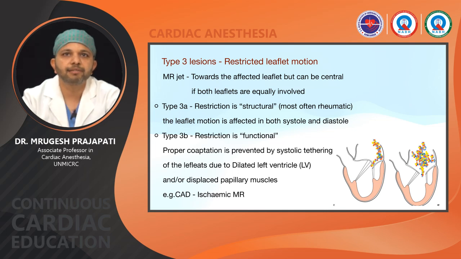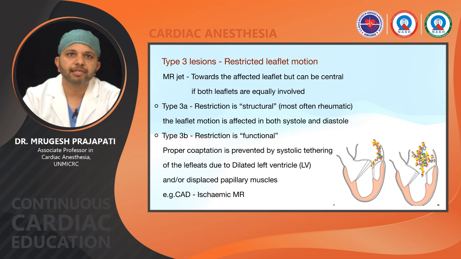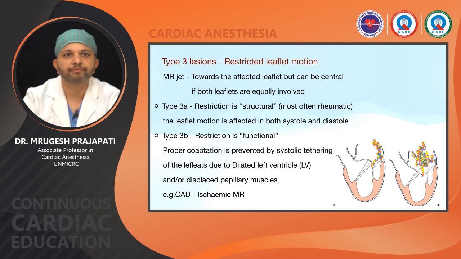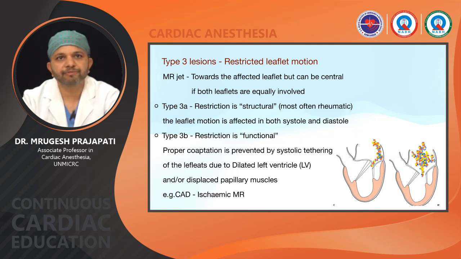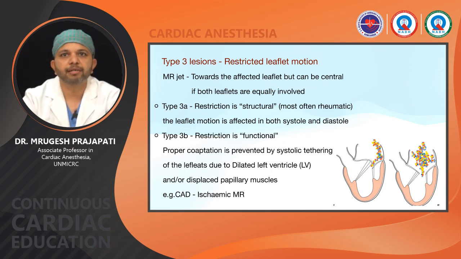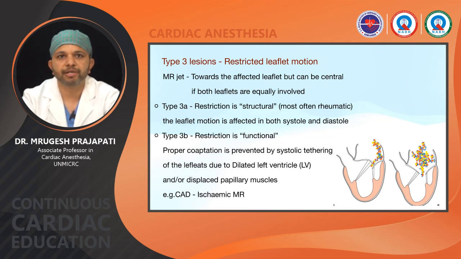In type 3 lesion, there is a restricted leaflet motion. The MR jet is directed toward the affected leaflet, but it can be central also if both leaflets are equally involved. Type 3 is further divided into type 3A and type 3B. In type 3A, the restriction is because of mainly structural issue, most often rheumatic etiology. The leaflet motion is affected in both systole and diastole.